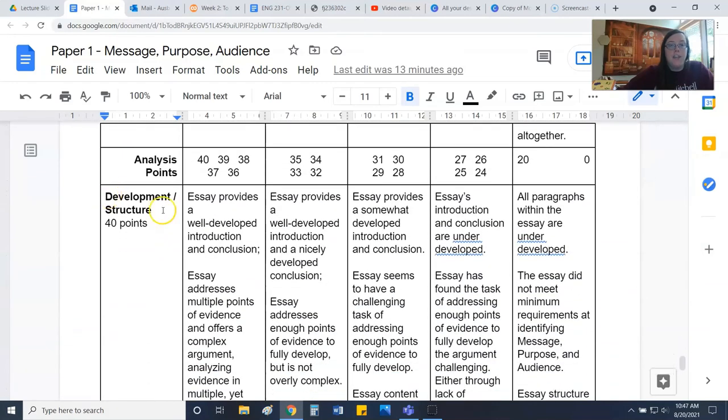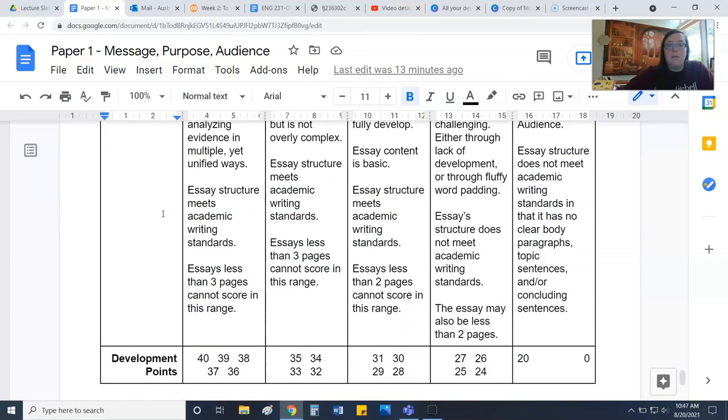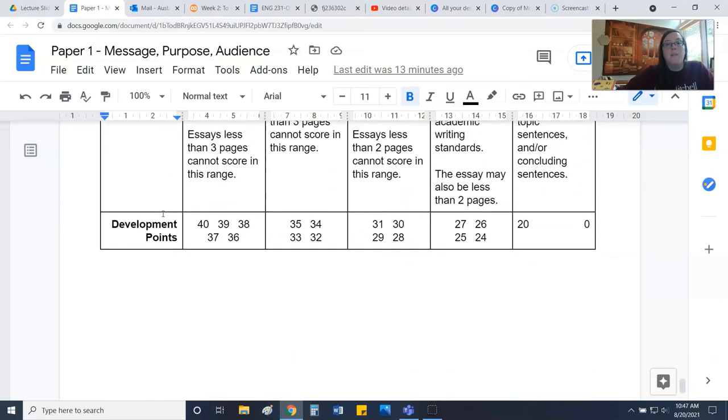And finally, I'm looking at your development and structure. Do you have nicely developed paragraphs with multiple pieces of evidence, and in-depth, specific, and explored analysis? Does your essay meet the structure that I've outlined here for an academic essay on literature? So that's what I'm looking at.